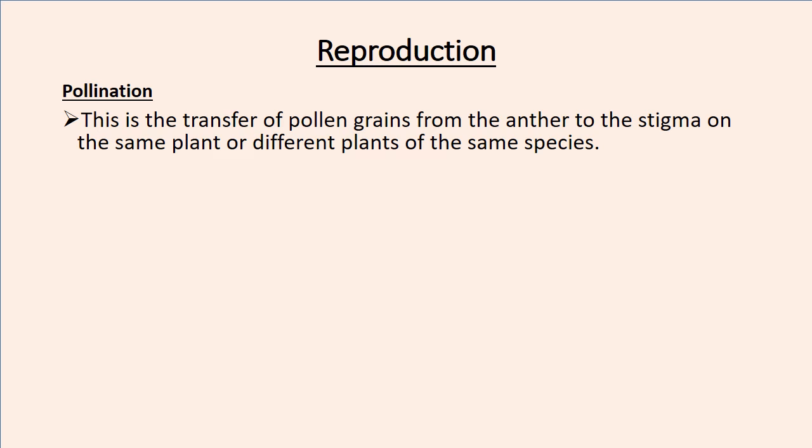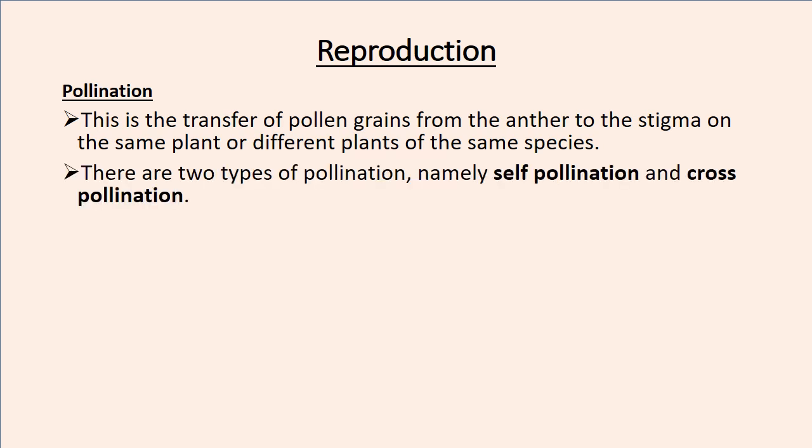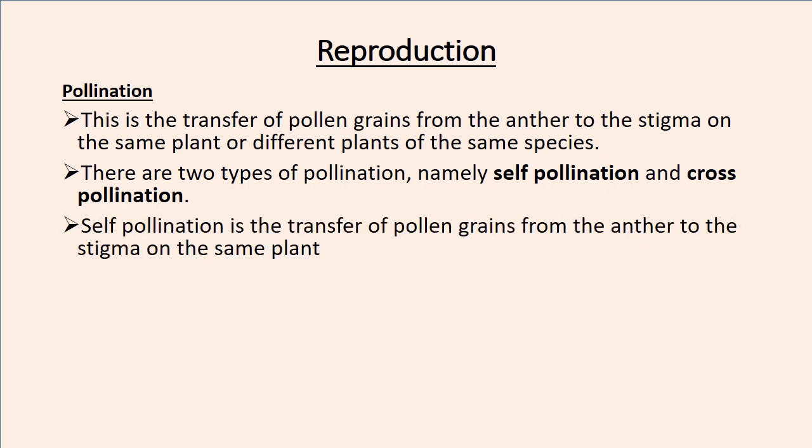Because we have seen that the pollen grains can move from the anther of plant A to the stigma of plant A, and from the anther of plant A to the stigma of plant B, there are basically two types of pollination: self-pollination and cross-pollination. Self-pollination is the transfer of pollen grains from the anther to the stigma on the same plant. This is where pollen grains move from the anther of plant A to the stigma of plant A.